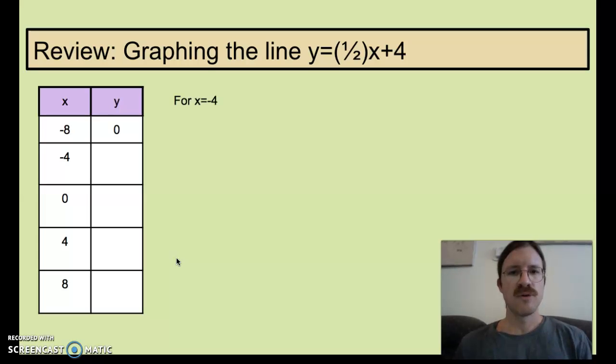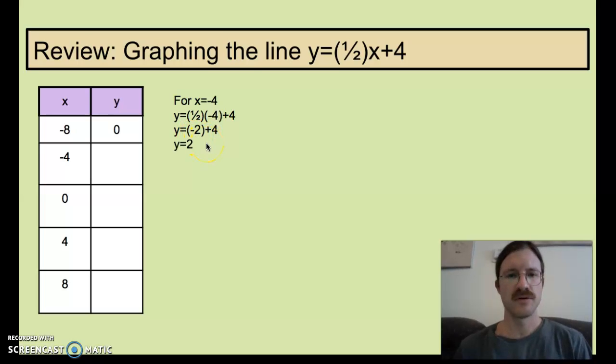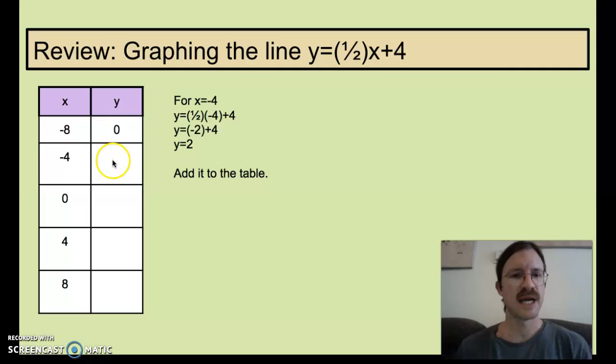Let's go over one more. For x equals -4, same thing. We're going to plug in our x value. 1/2 times -4 is going to be -2. -2 plus 4, or 4 minus 2, same thing, it's going to be y equals 2. And so that is what I'm going to add to my table, corresponding to that x equals -4.